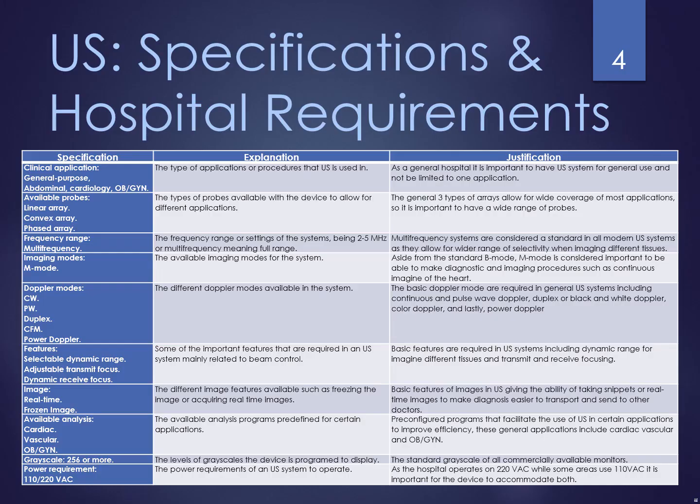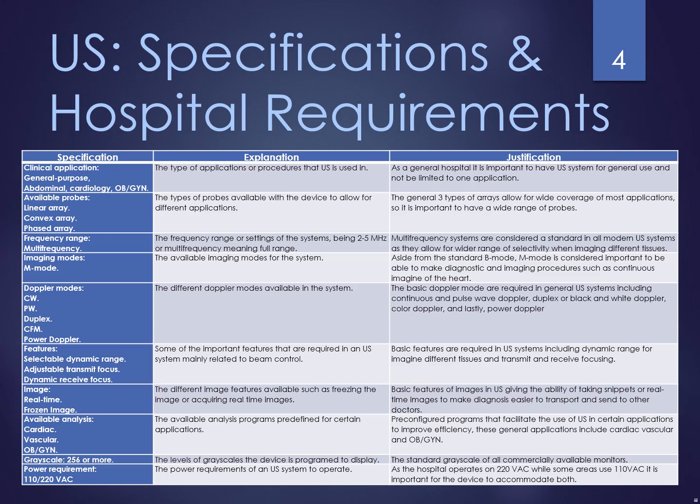Some of the important specifications of ultrasound and its hospital requirements based on that are the basic application of the ultrasonic device itself. In this case, we look at the general purpose ultrasounds for abdominal, cardiology and gynecology application, as different devices are specified towards specific applications, such as vascular imaging and so on. We also look at the available probes that come with the device. These usually include the three main probes, such as the linear array, the convex array, and phased array.